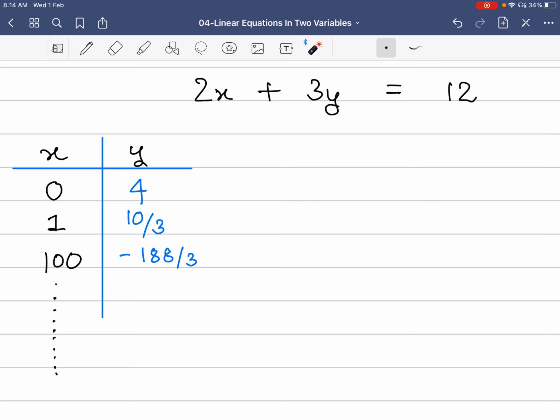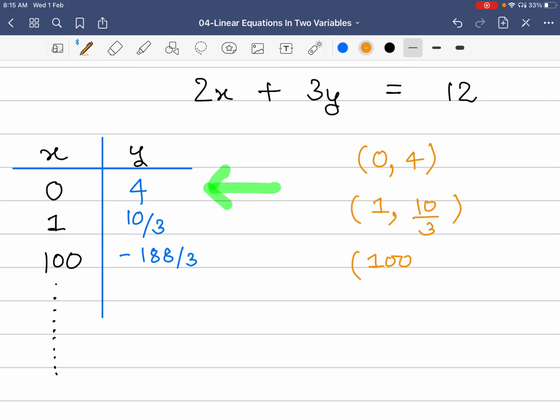So if you, let me use a highlighter, if you note, then this is one pair of solution of the equation, 0, 4. So I'm just going to write it here separately. 0, 4 is one possible solution for the equation. Then 1, 10 by 3 is another valid solution for this equation 2x plus 3y equal to 12, and also 100, minus 188 by 3 is also another valid solution for 2x plus 3y equal to 12.